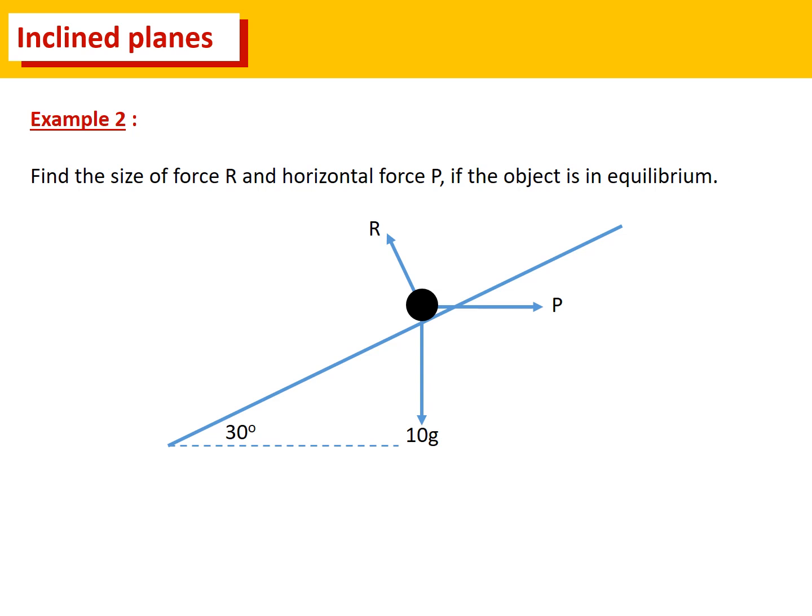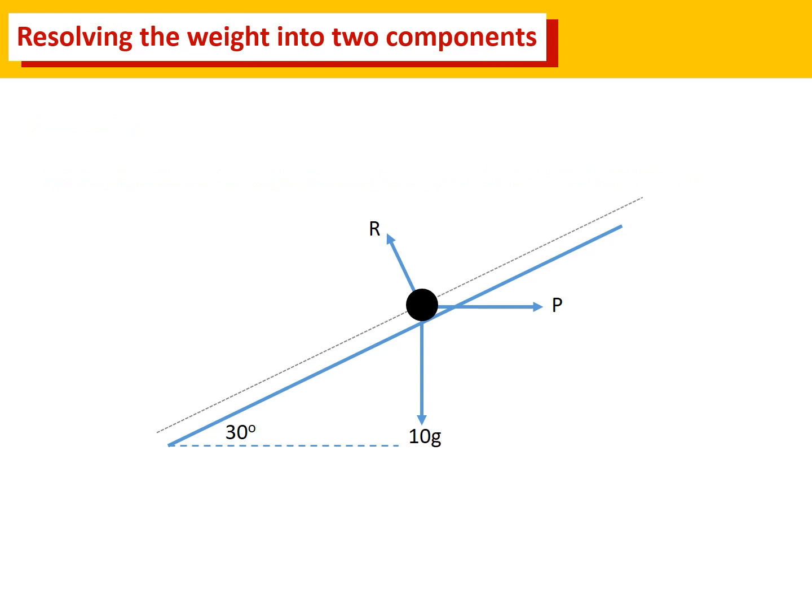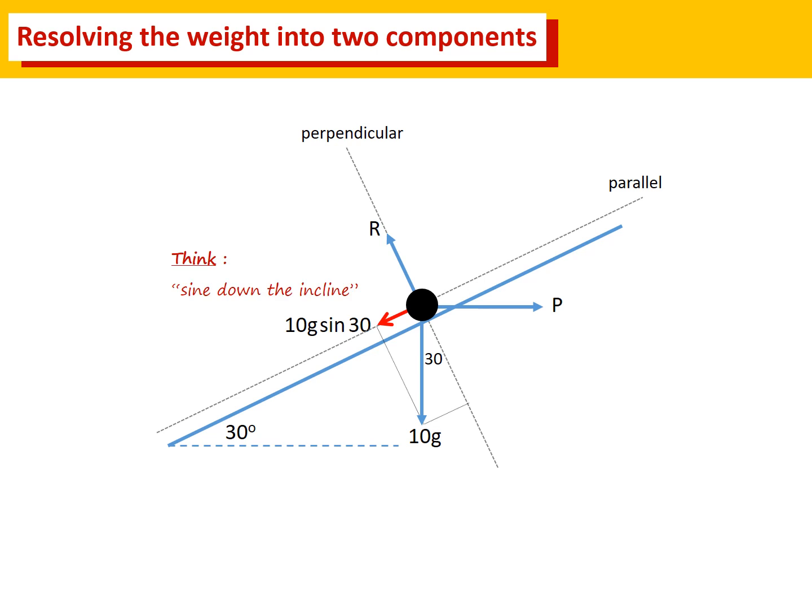In example 2, we have a horizontal force P acting, and therefore we would need to resolve that parallel and perpendicular to the incline, as well as the weight component. So parallel and perpendicular, the weight component will be, as we've seen a couple of times now, sine down the incline, 10g sine 30, and into the incline, 10g cos 30.